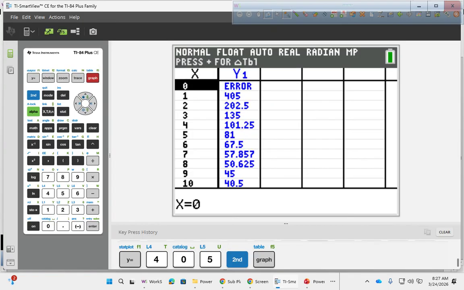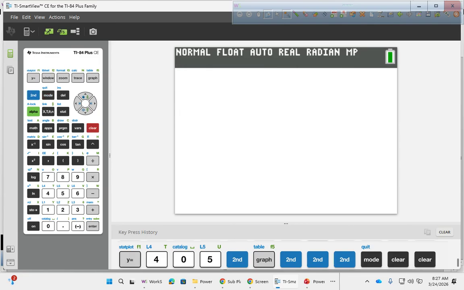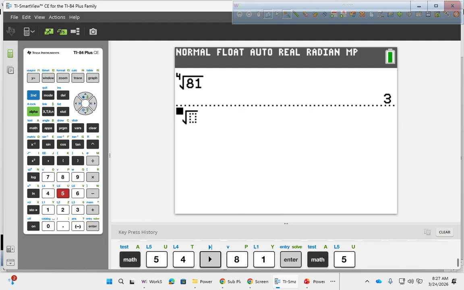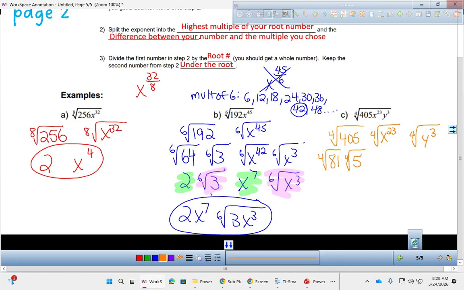Now to check those. The 4th root of 81 and the 4th root of 5. One simplifies, one doesn't. So I'm going to change the 81 to a 3. I'm going to keep the 5 the same. That's first half of class stuff.